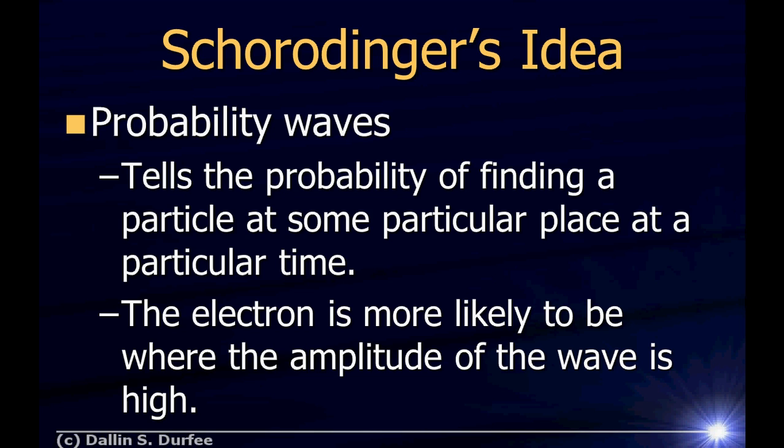So the size of the wave tells us the probability of finding a particle at some particular place at a particular time. The electron is more likely to be where the amplitude of the wave is high. Let me say the electron is not anywhere in particular, but when we measure it and force it to be somewhere, where we're likely to end up finding it is bigger. The probability is bigger of finding it somewhere if the amplitude of the wave is bigger.